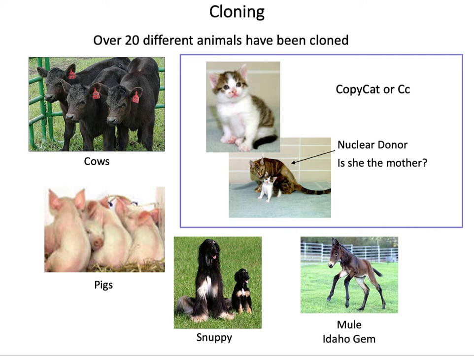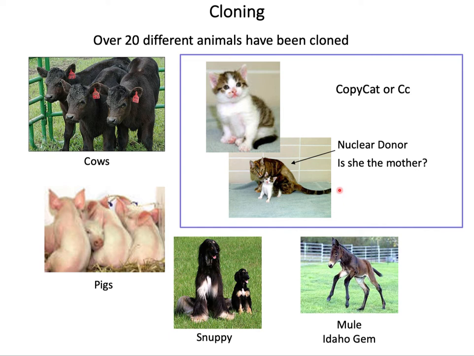Since that time, a number of other animals have been cloned: cows, pigs, and, not shown here, horses and rabbits. Over 20 different animals have been cloned. And here is a cat that was cloned, known as CC, or Copycat, and this cat really made the news when it was cloned. A few years ago, a company in California called Genetic Savings and Clone was offering services to clone your pet. There are still a couple of companies today that, for a hefty fee, will try to clone your pet.